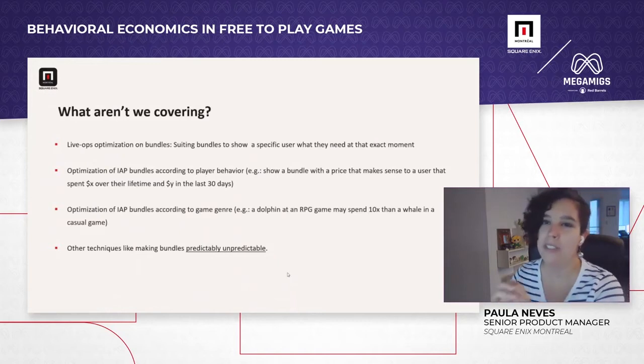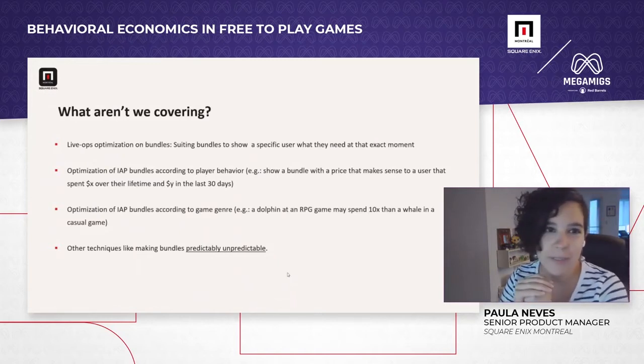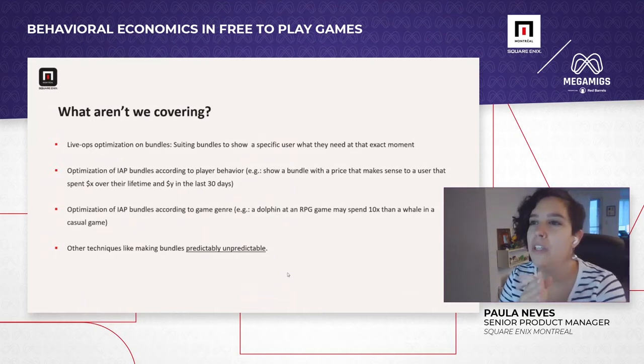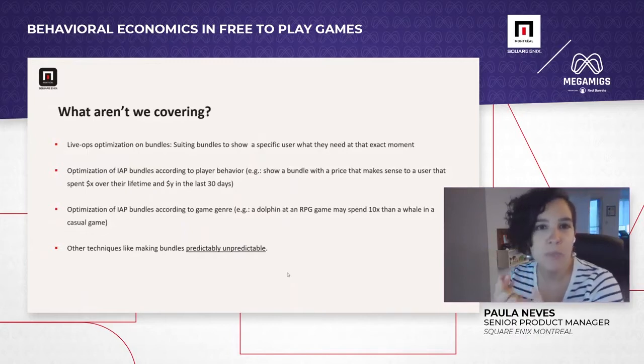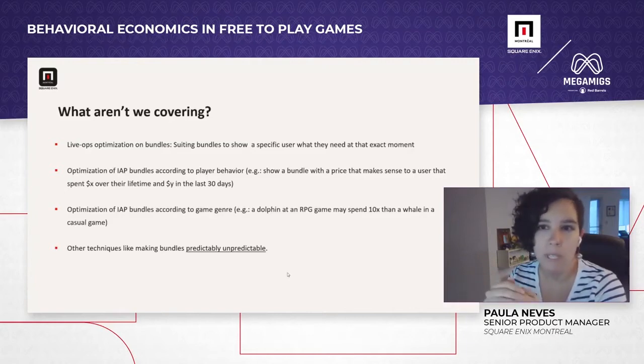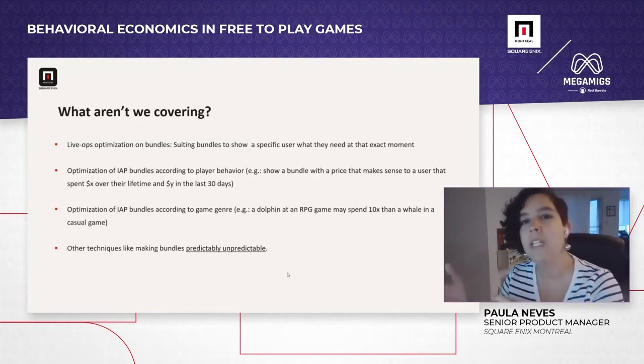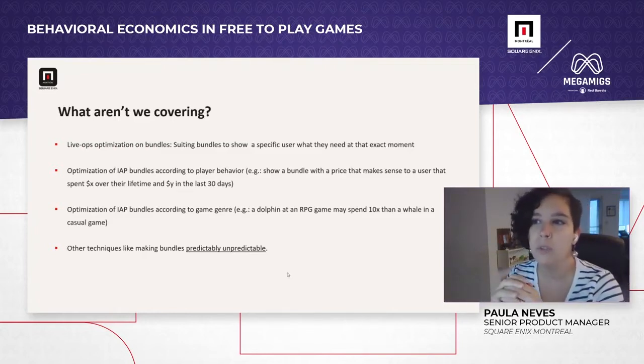I wanted to start with what we aren't covering, just to align expectations. We're not really going to talk about live ops optimization on bundles, so suiting bundles to show a specific user what they need at that exact moment. It's what we call player progression bundles. For instance, he needs a bit of a resource to level up, resource X, and you show them a package that has that exact amount exactly when he needs it. So we're not really going to go into detail about that.